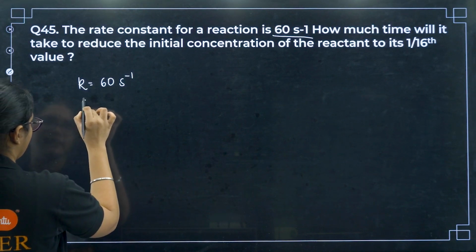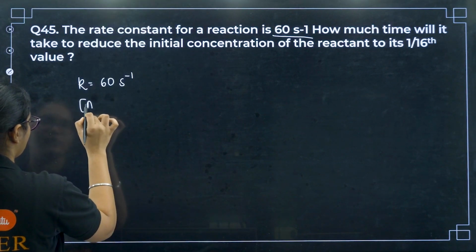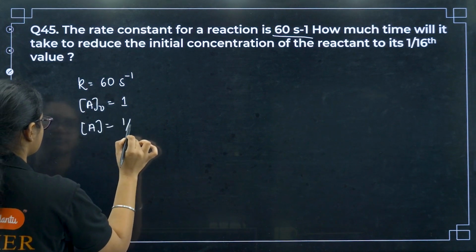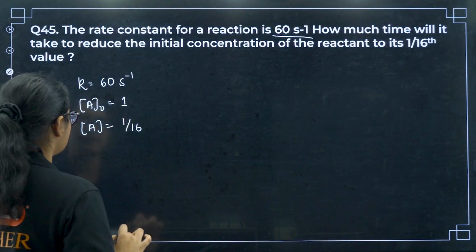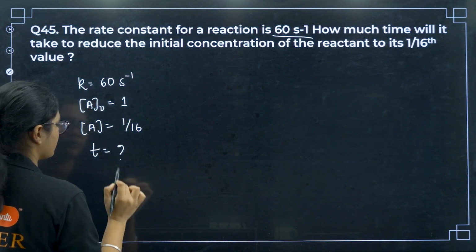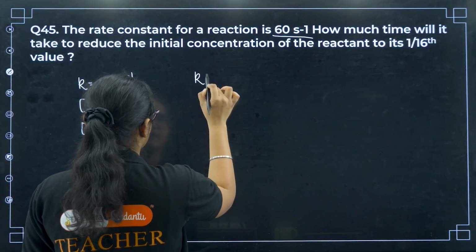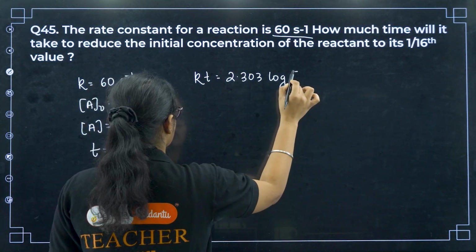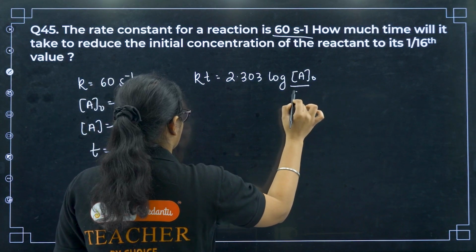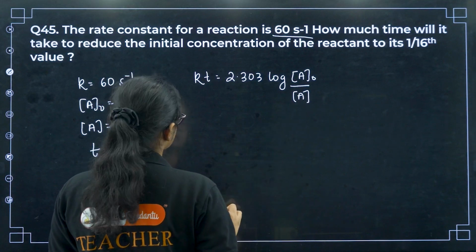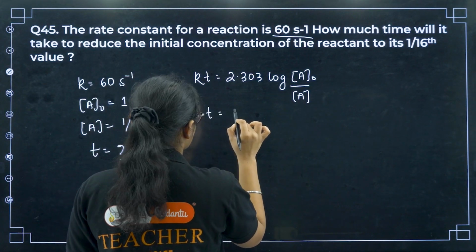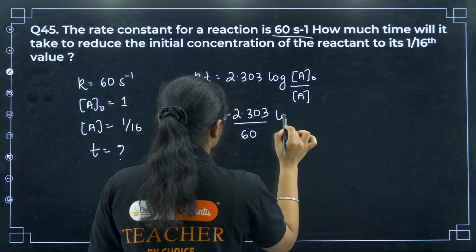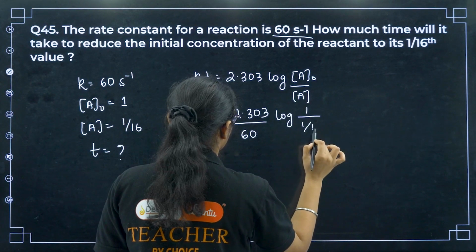Then I can write A naught as 1, okay? And what is A value? 1 by 16th of the initial value, so let it be like this. Then I have to find T. So I can write the equation KT is equal to 2.303 log of A naught by A. So what will be the value of T here? T is 2.303 by K, which is 60, log of 1 by 16.